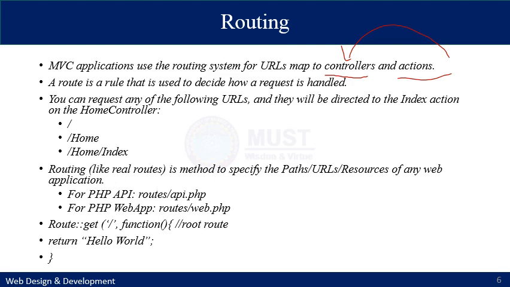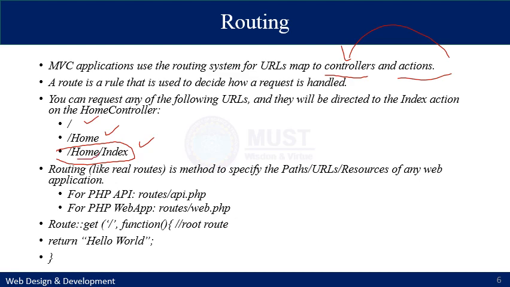So you can request any of the following URLs and they will be directed to the index action on your home controller. For example, if you take the base route, such as your application name followed by a slash, that means you are accessing the root of your application. Again, it is similar to slash home and slash home slash index. This is the most typical form of accessing a URL on your web application.